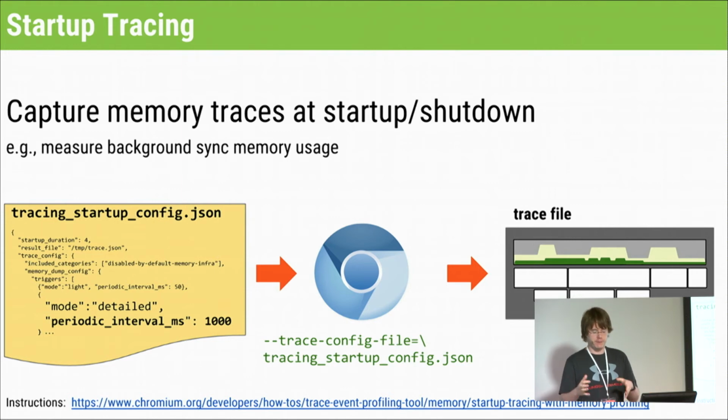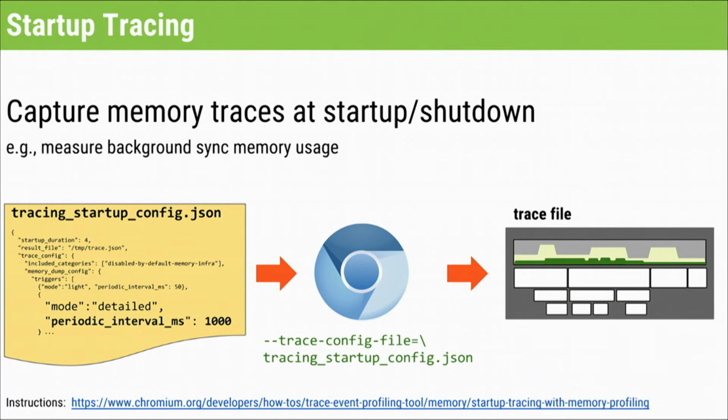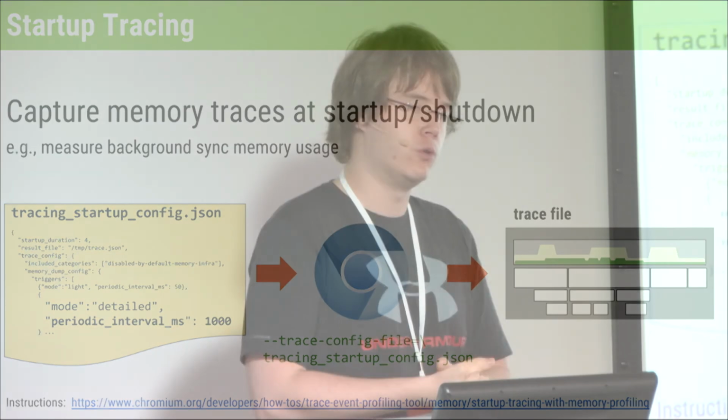And to do that, all you have to do is create a JSON file that specifies these intervals for the light dumps and heavy dumps, and then just start Chrome with a flag that starts the tracing. And again, in the end, you get the same trace that I showed you when you did Chrome tracing. So it's easy to use, and there's more information in the wiki.